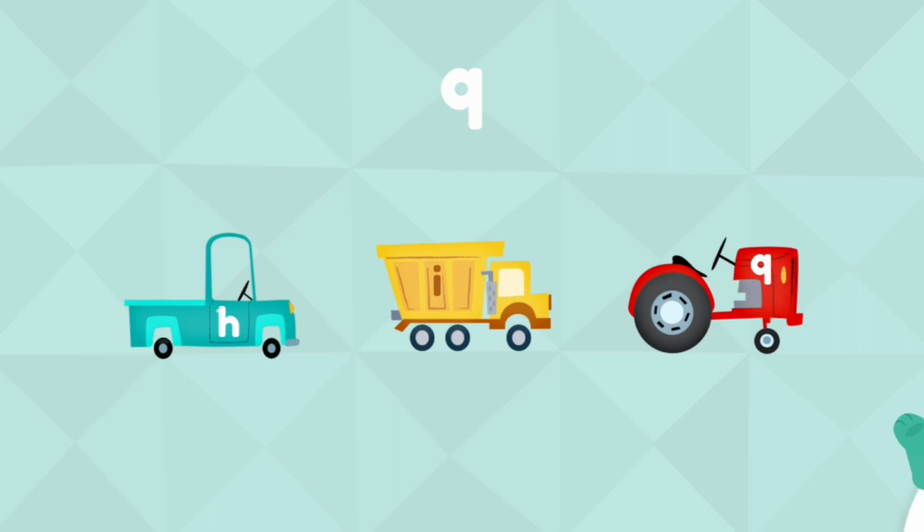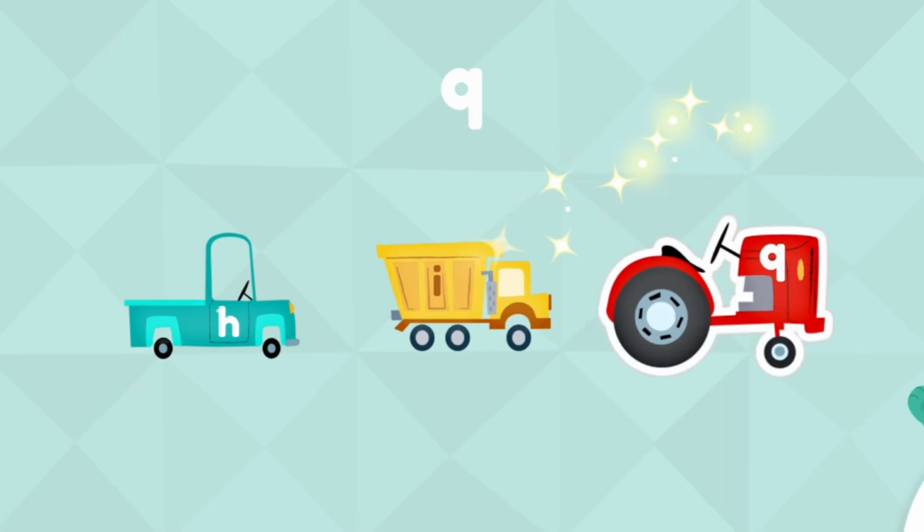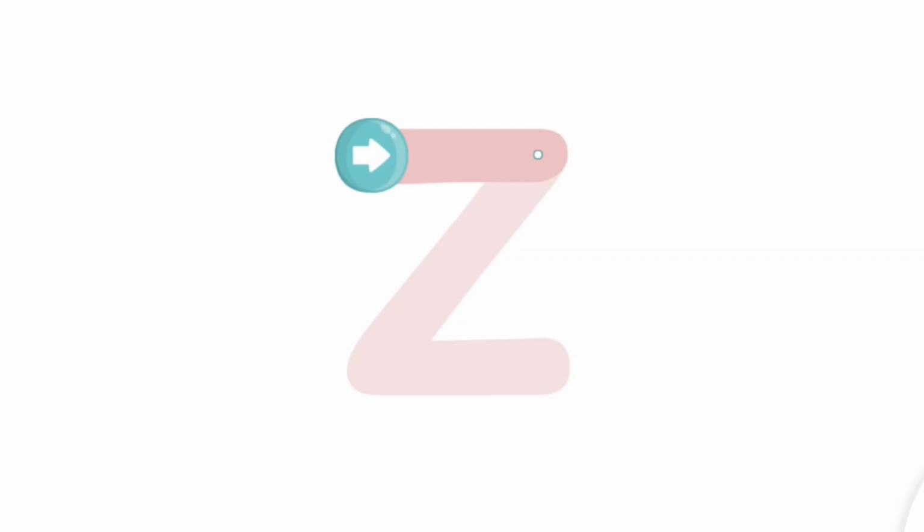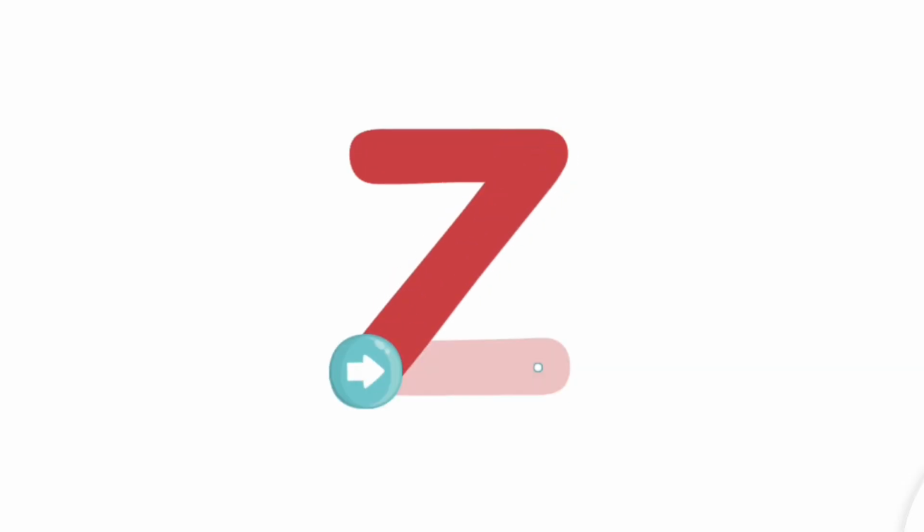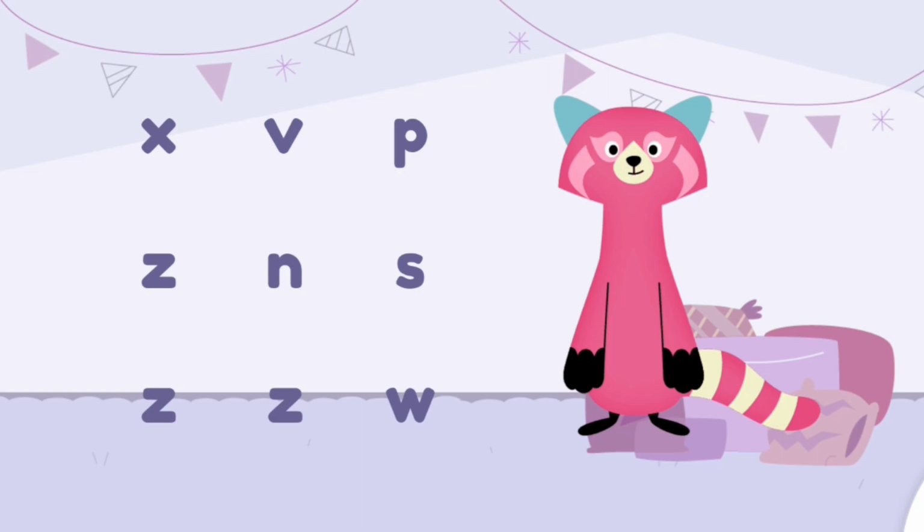This is the letter Q. Which truck has the letter Q? Tap it. Q. Yay! Trace the lowercase letter Z. Great! You traced the letter Z. Give the letter Z to Rhea.